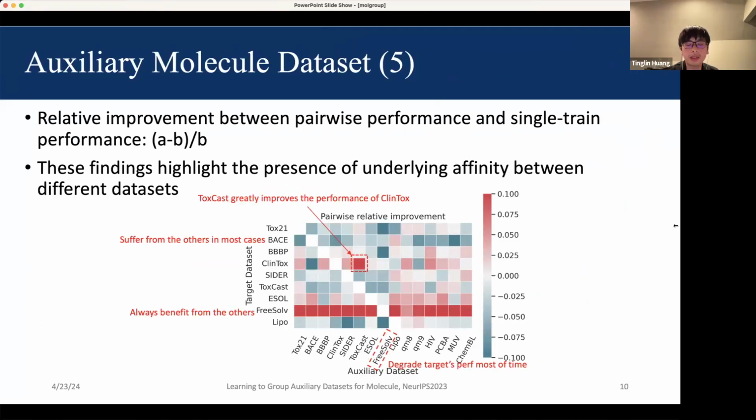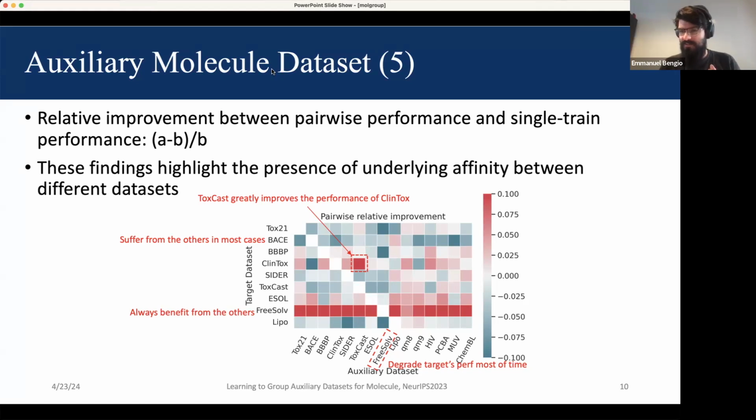Another direction is that because one molecule data set could have multiple tasks, maybe we can also do the splitting on the task dimension, so that we can have a finer data set. I think that enables more flexibility for a larger range of selections. Yeah, that's an interesting direction, I think.